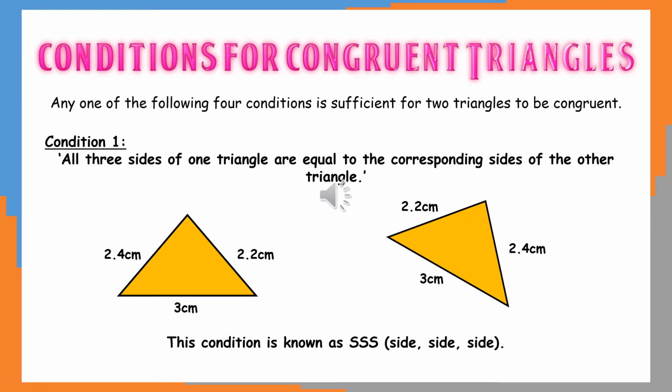So if all three sides in one triangle are equal to the corresponding sides of the other triangle, the two triangles are congruent. This condition is known as SSS. SSS stands for side, side, side. So condition 1 means that if the three sides of the first triangle are equal to the corresponding sides of the other triangle, the two triangles are congruent. This condition is known as SSS, side, side, side.